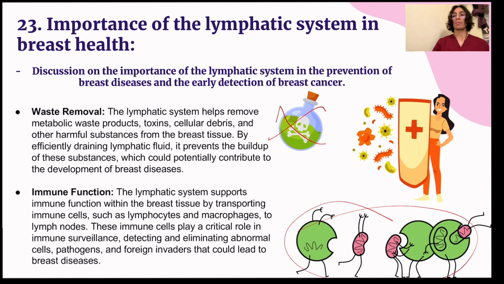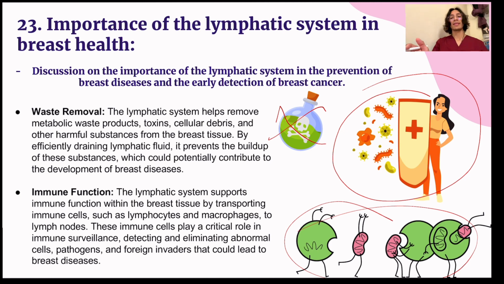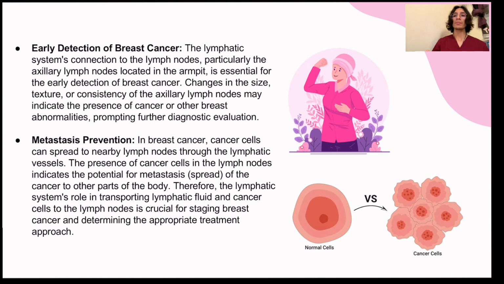Immune function. The lymphatic system supports immune function within the breast tissue by transporting immune cells, such as lymphocytes and macrophages that we already talked about, to lymph nodes. These immune cells play a critical role in immune surveillance, detecting and eliminating abnormal cells, pathogens, and foreign invaders that could lead to breast diseases.